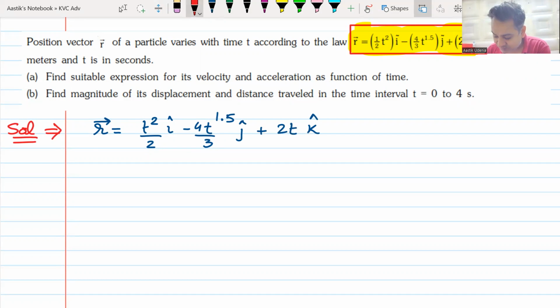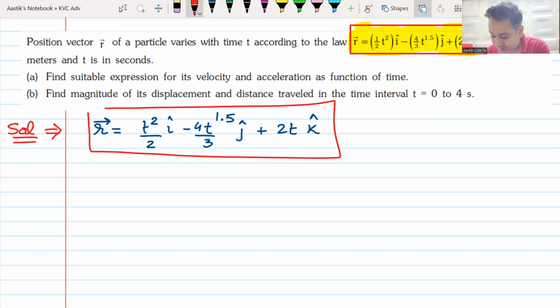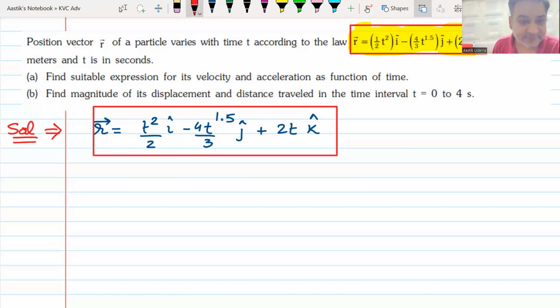I have written r, which I don't need to write. Remember, you are solving this question in an examination hall and you are not supposed to write this step, because the more steps you write, the more time you consume, and you don't have time to consume there. Tell me, how do I do the first thing? Find the expression for velocity. How do I get velocity from here?